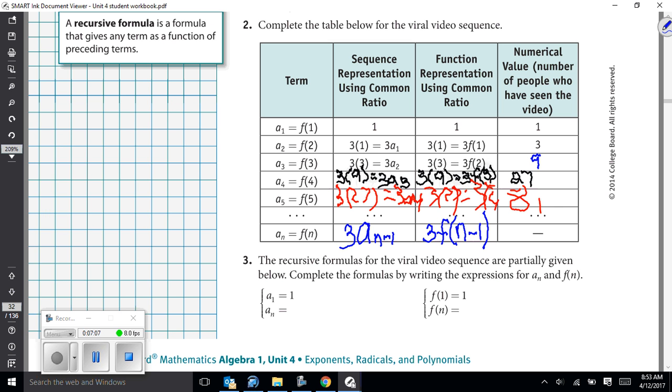Well, if this is stage 5, are there 5 watchers? No, so what would we have? So 3 times. Depending on whatever stage we're looking for, we're going to take 3 times whatever that previous stage was. So if we're looking for stage 5, we want 3 times whatever stage n is, right? Does that make sense? Alright, so now in function notation, how would we write that?